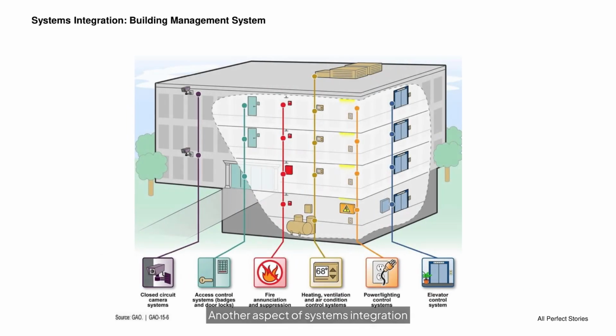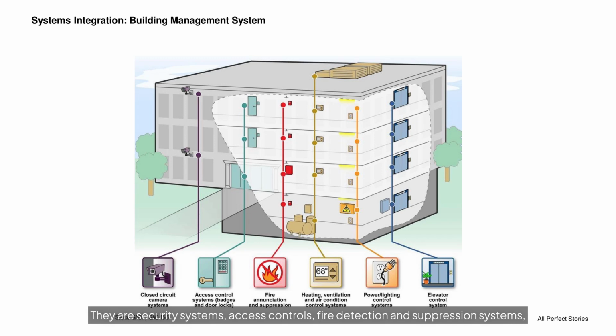Another aspect of systems integration is through the lens of a building management system, BMS. The slide lists several subsystems in a modern smart building that a BMS can monitor and control. They are security systems, access controls, fire detection and suppression systems, HVAC controls, power and lighting controls, and elevator control systems.